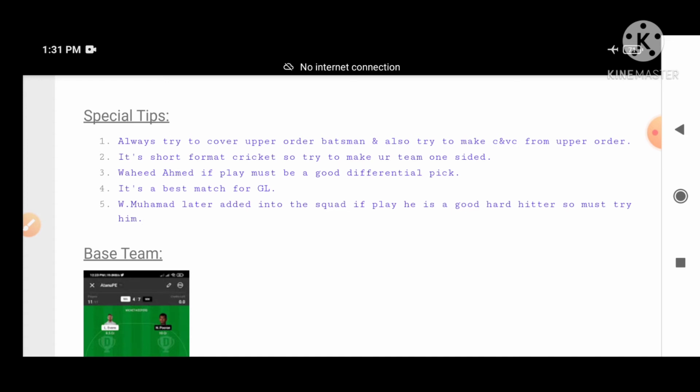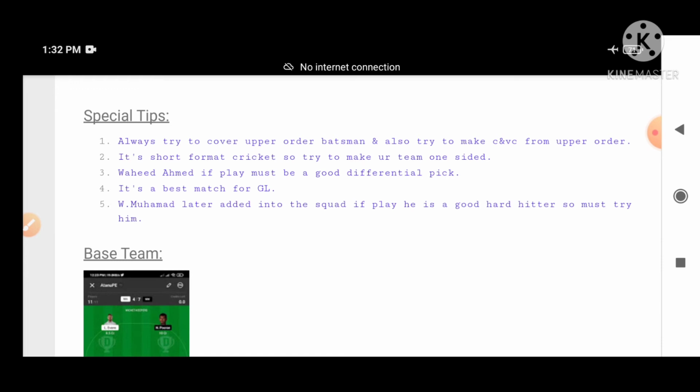That always try to cover the upper order. I mean, when I start my video, I always talk about trying upper order batsmen. Why am I talking about that? So that you can try upper order batsmen. Here it is only a 10 over match. So if the upper order batsmen play 5 to 6 overs and both score 30 to 40, it's enough. Here if he scores 30 runs, he gets a bonus.